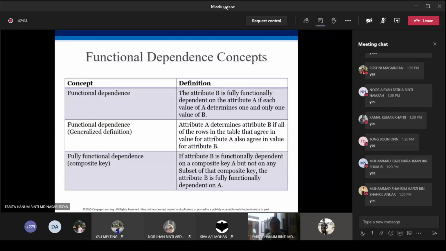All right, so what do you mean by dependence? This is a lot of things to try to read and understand, but later on I will try to show you. You say that an attribute B is functionally dependent on attribute A if a value of attribute A can determine one and only one value of B. Very difficult to understand, right?